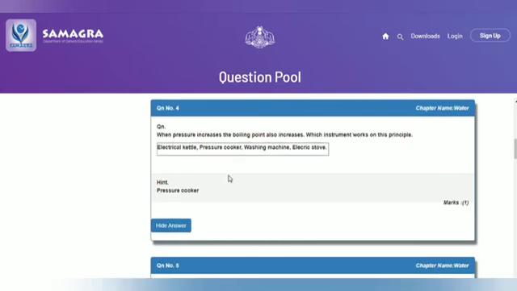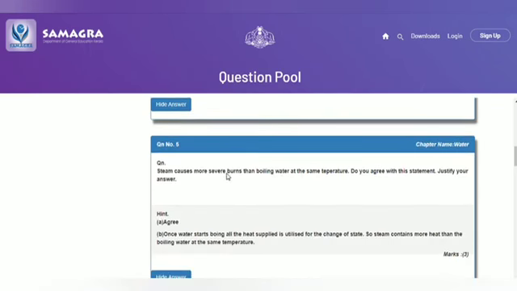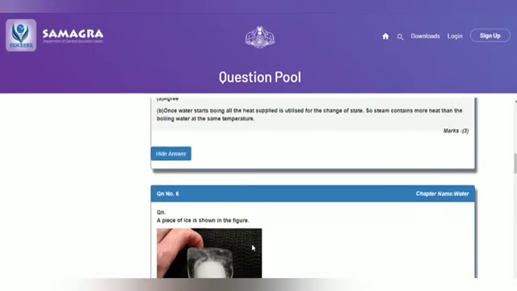Question number 4. When pressure increases, the boiling point also increases. Which instrument works on this principle? That is, pressure cooker works on this principle. Fifth question. Steam causes more severe burns than boiling water at the same temperature. Do you agree with this statement? Justify your answer. We agree with this statement. And the answer is, once water starts boiling, all the heat supplied is utilized for the change of state. So steam contains more heat than boiling water at the same temperature.